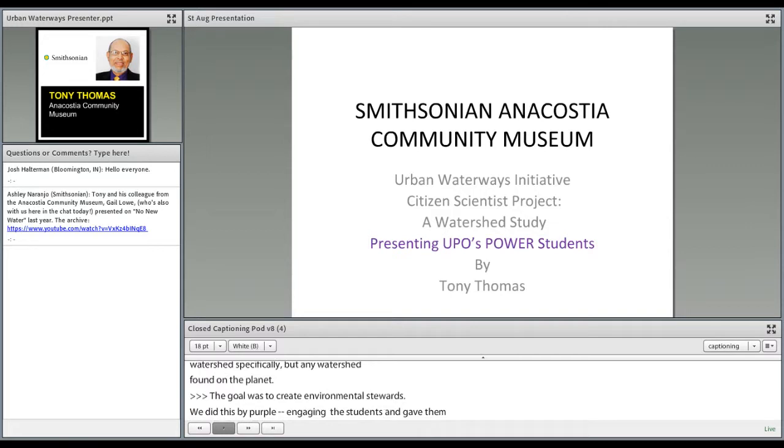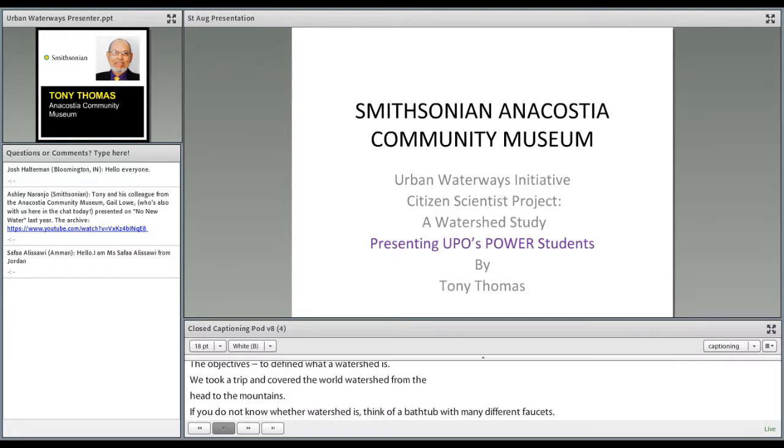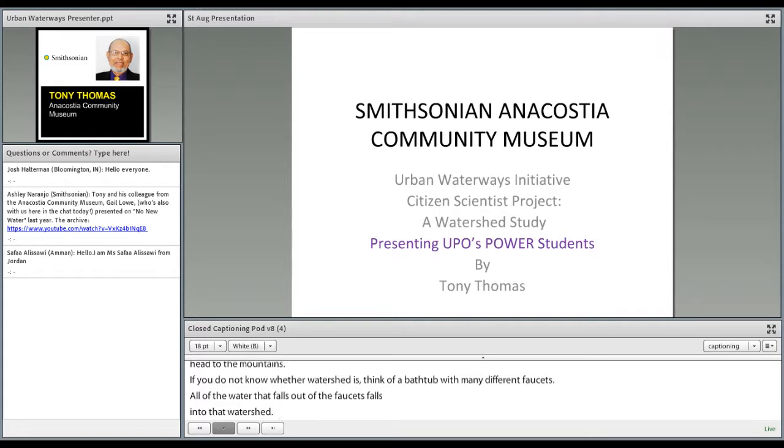The objectives we started out with were to define what a watershed is. We then took a trip and covered the whole watershed from the head to the mouth. And if you don't know what a watershed is, think of a bathtub with many different faucets. All of the water that pours out of those faucets falls into that tub, and it all exits the tub by the drain. So there's only one drain. So the faucets are the heads, and the drain is the mouth of the watershed.